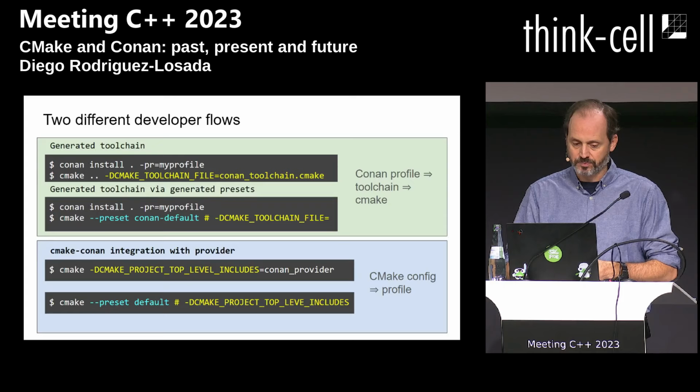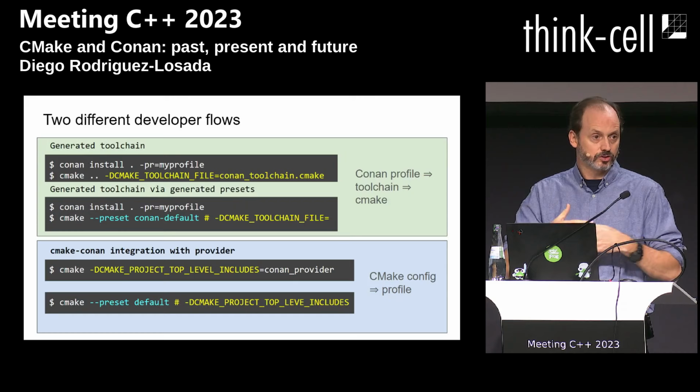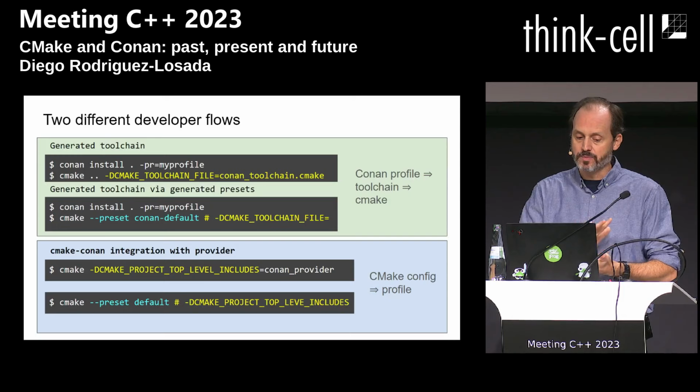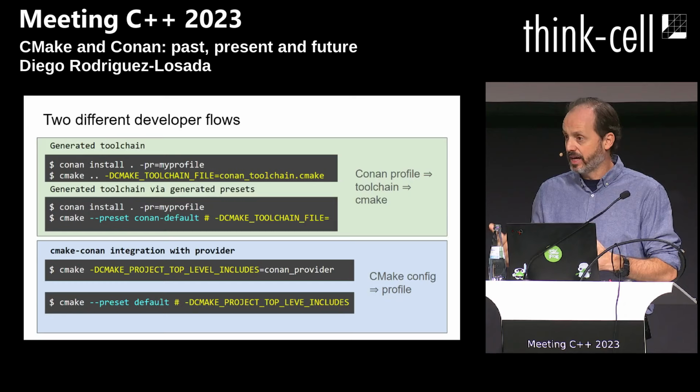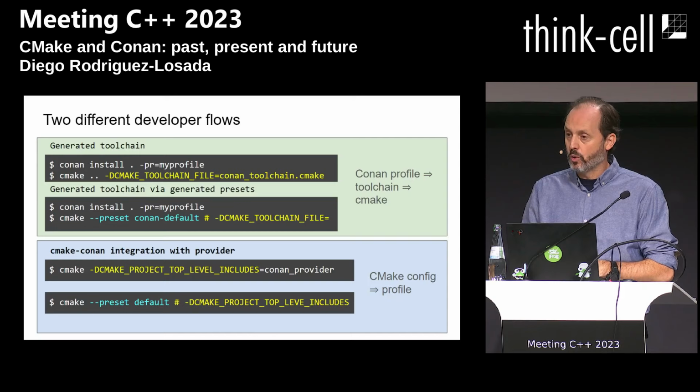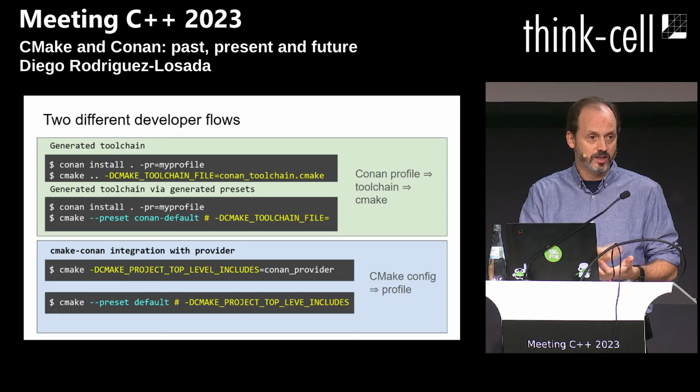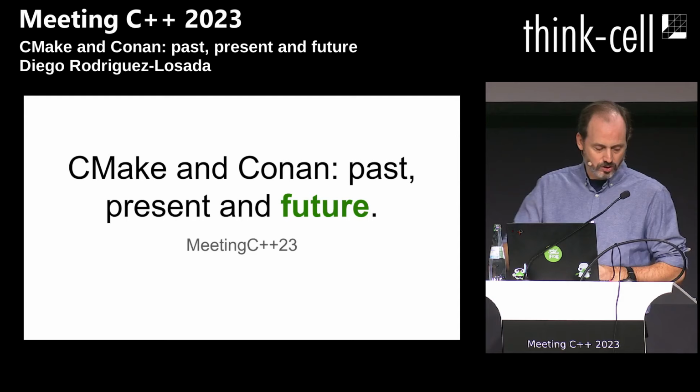And this is the other approach. If we don't want our developers to touch or have to call Conan install manually, we can invert the control, and we can use the CMake Conan integration with the dependency provider. And again, we can pass the provider as a command line argument like this, or we can put that command into a CMake preset, and then we can just pass the preset to the CMake command.